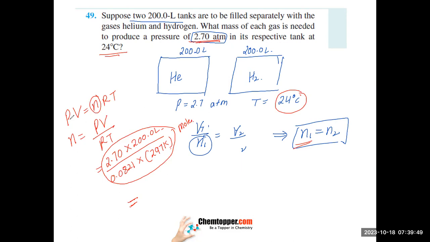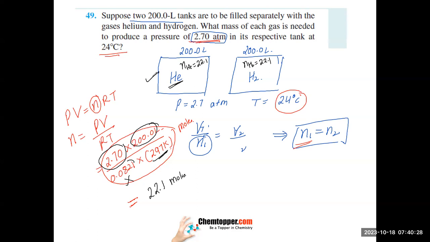Why? Check the sig figs here. 3 here, 4 here. This we are not going to consider, it's a constant. And 3 here. So the answer should be in 3 significant figures: 22.1 moles. So how many moles of helium? 22.1 moles, right? And how many moles of hydrogen? 22.1, same.